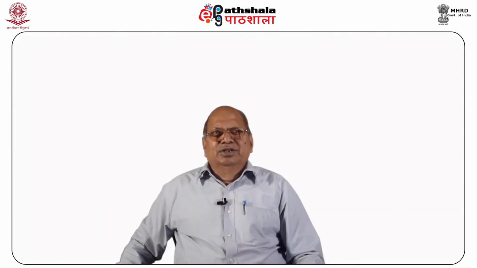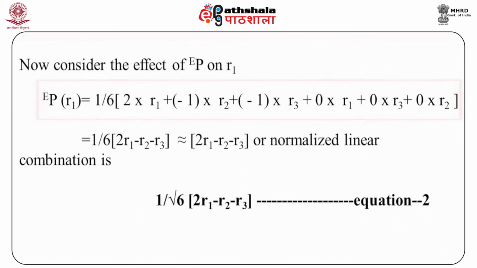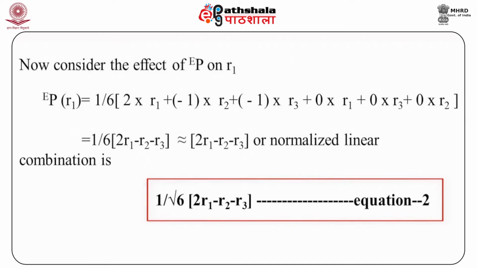Now, let us consider the effect of EP on R1, that is EP R1 is equal to 1 by 6 within bracket 2 into R1 plus within bracket minus 1 into R2 plus within bracket minus 1 into R3 plus 0 into R1 plus 0 into R3 plus 0 into R1, and the net result we get by equation 2 as 1 upon under root 6 within bracket 2R1 minus R2 minus R3.